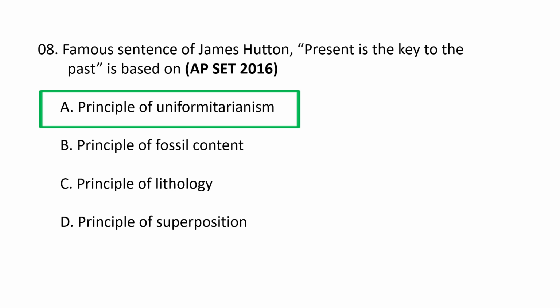James Hutton's famous statement, that is, the present is key to the past, is based on the geological principle of uniformitarianism. This doctrine states that natural processes currently available on the earth, such as erosion, mountain building, and sedimentation, have been operating in the same way and with similar intensity throughout immense periods of geological time, allowing us to understand the past earth history by studying the present. So the famous statement of James Hutton, present is the key to the past, is based on the principle of uniformitarianism. A is the correct option.